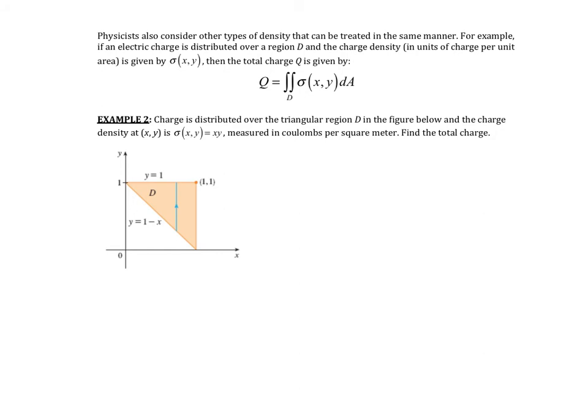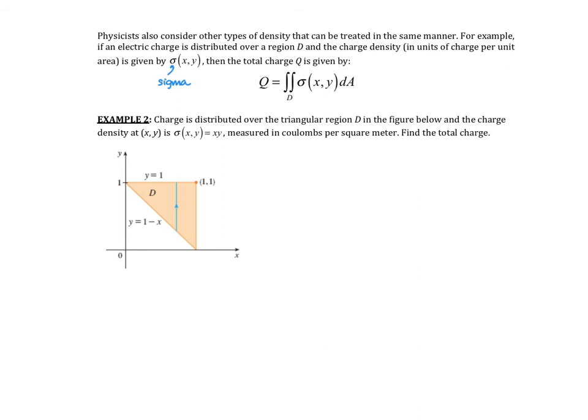Okay, so the final application I want to look at actually has to do with the density as well, similar to our last example. However, this one is used in electricity, and it is referred to electric charge distributed over a region, or what we call the charge density. So the charge density in units of charge per area is usually given by a function sigma, this lowercase Greek letter right here, sigma of x y, and then the total charge is given by the double integral over the region D of sigma x y dA.